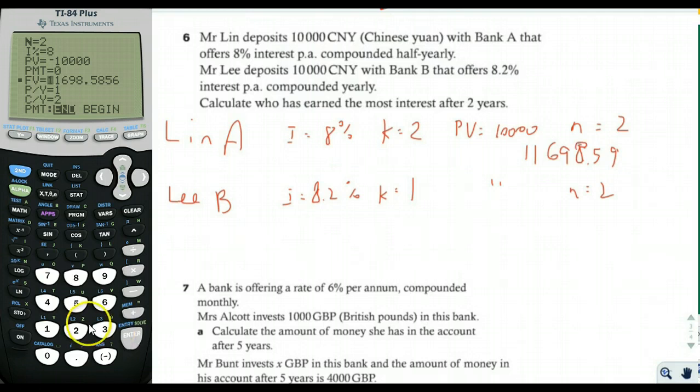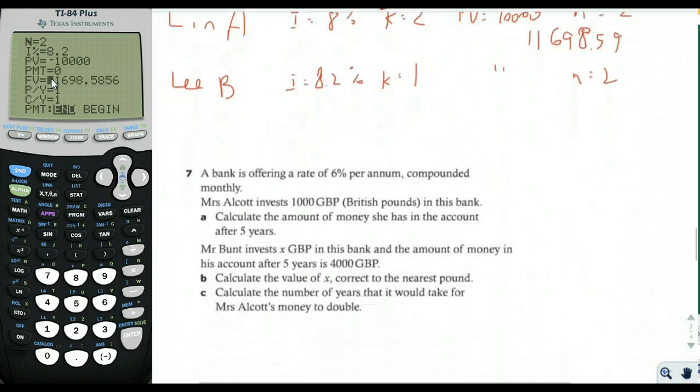All right, now let's redo it. This time we're going to use the interest of 8.2% for Bank B. And Mr. Lee, 8.2. And then we're going to go down to C divided by Y. We're going to put 1. And then we go to FV, and then we do alpha enter. Once you do that, you are going to get the new future value for Mr. Lee, which might be more, it might be less. It's kind of hard to tell because it's a higher interest rate, but less compounding per year. So I'll leave that for you to do.